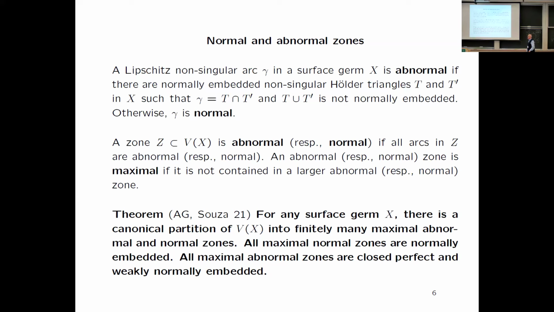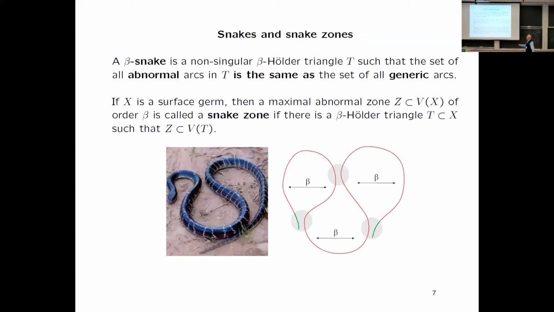And there is a notion of weakly normally embedded. It's not exactly normally embedded, but there is some, again, nice property. Okay, and here we come to snakes. That's the main object of our paper. So a beta snake is a non-singular beta Hölder triangle T such that the set of all abnormal arcs in T is the same as the set of all generic arcs.